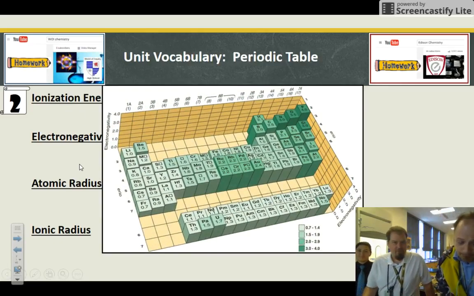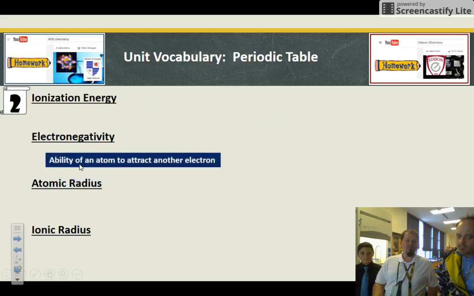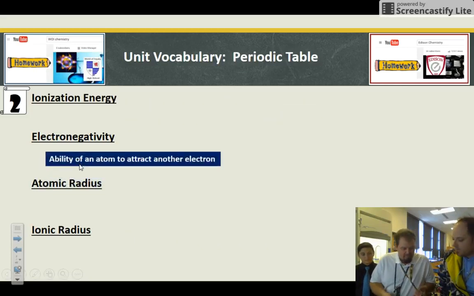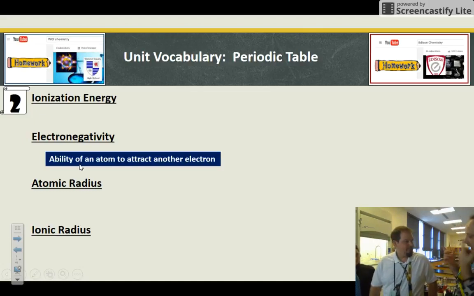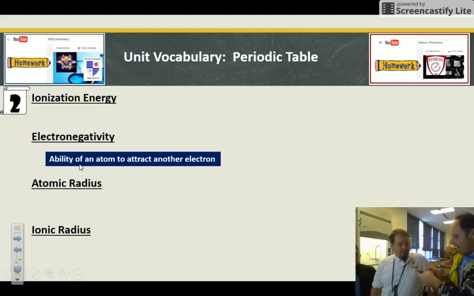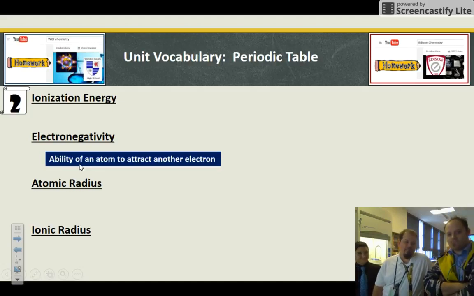There's a trend for electronegativity. And electronegativity is almost how much I want to hold on. Or technically, it's my attraction for his electrons. So how bad I want to pull on these versus how hard he's holding on to them. Then it's tug of war. It'll become apparent.